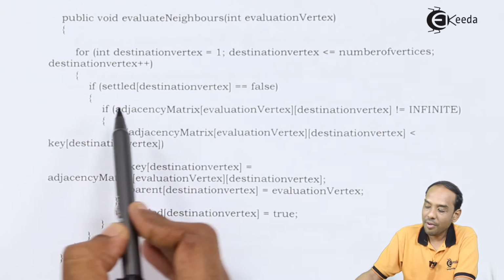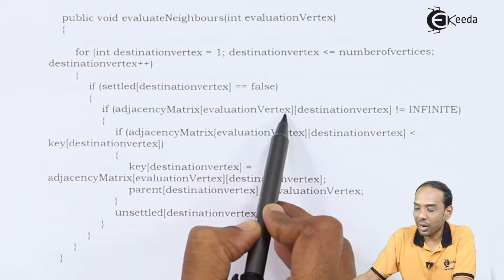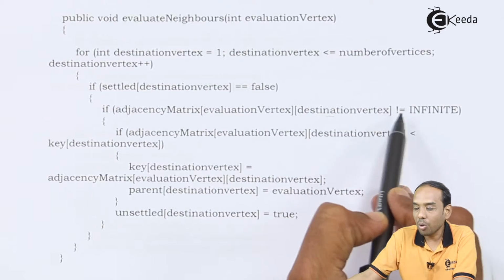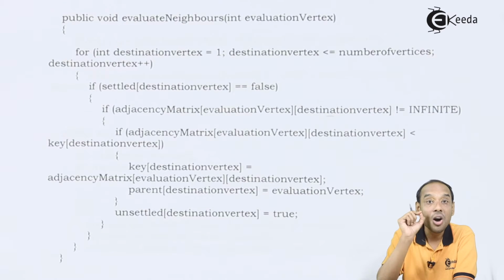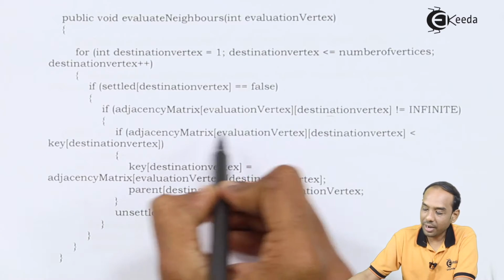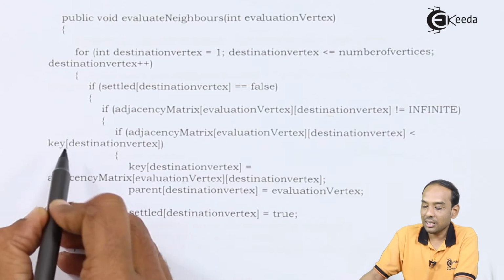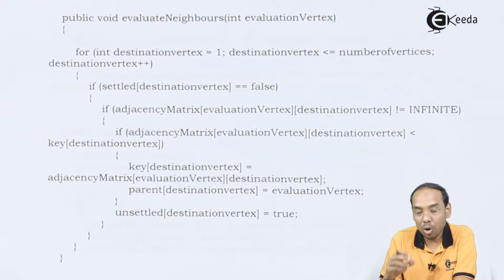We write if adjacency matrix with the row defined by the evaluationVertex and the column defined by the destinationVertex not equal to infinite. Infinite value is 999. So it means it is not infinite. It means it is still reachable. Then only we can calculate that particular part. If adjacency matrix, evaluationVertex and destinationVertex is still less than the key destinationVertex, then only we can calculate.